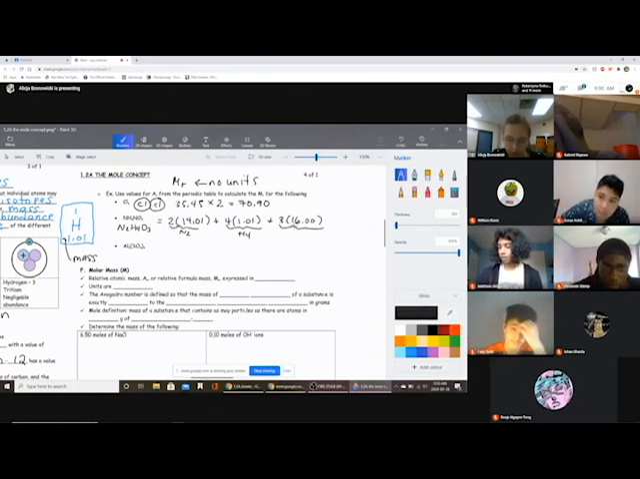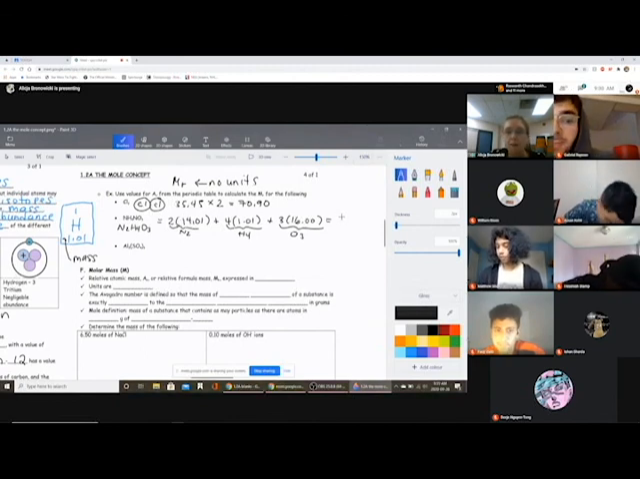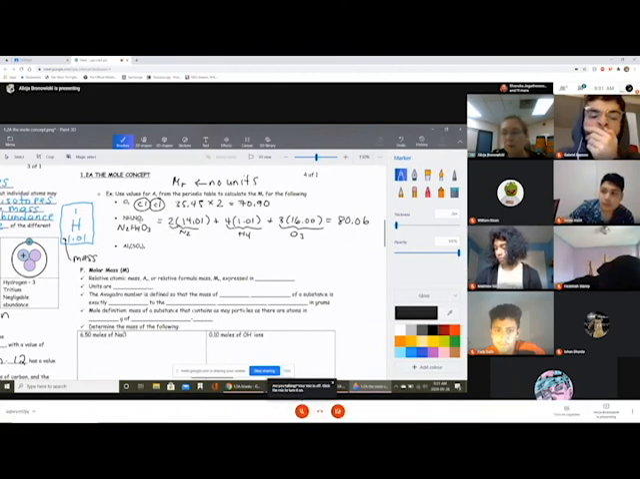So 3 times 16.00 represents O3. And then I plug that into my calculator, all together, hit equals, and I get 80.06. Round to two decimals, okay? 80.06. So that is the relative mass of NH4 and O3.